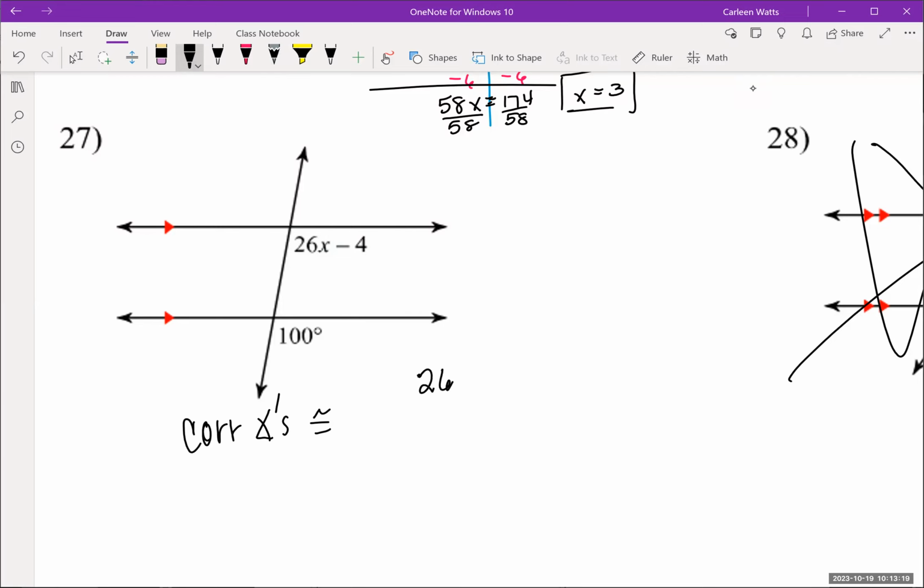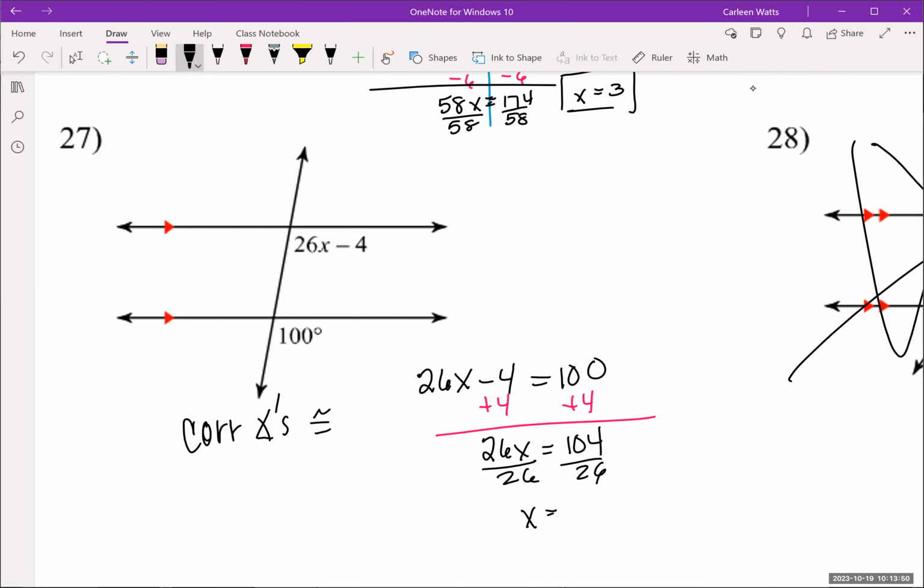So 26x minus 4 is equal to 100. We're going to add 4. 26x is equal to 104. Divide by 26. X is equal to 4. Corresponding angles, x equals 4. Notice we showed our work.